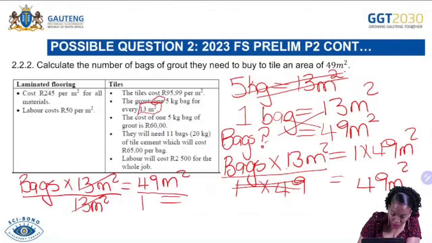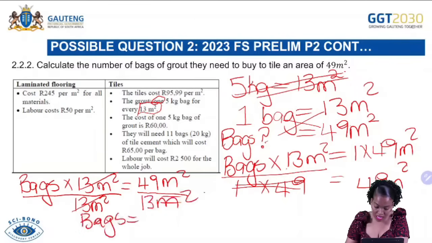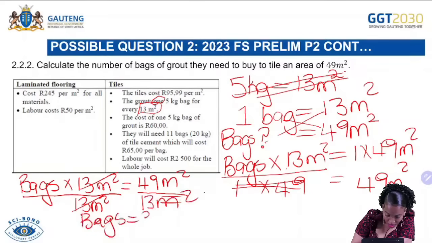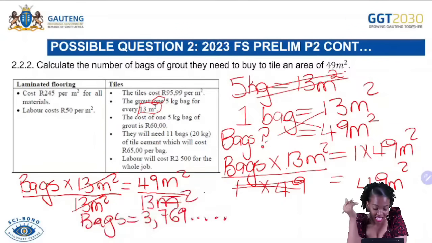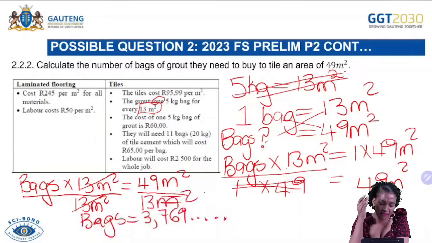And then this side I will also divide by the 13 meter squared. So the number of bags that I have will be equal to 49 divided by 13, which is 3.769. But remember, we want the number of bags. Can we actually have 3.769 bags? No, it must be a whole number.